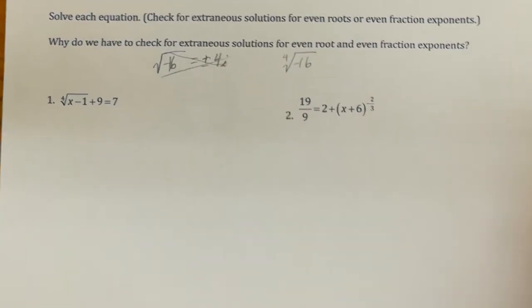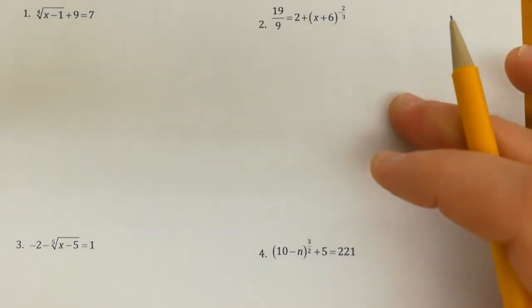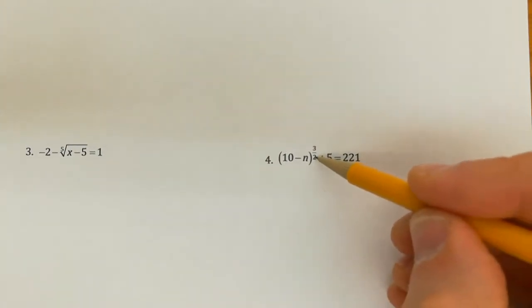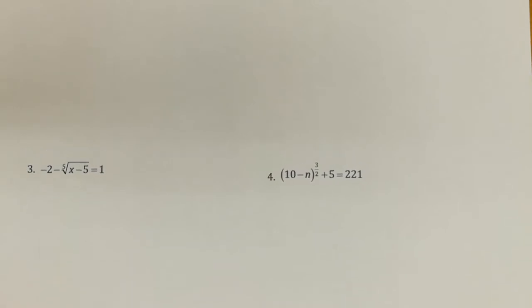Also, when we get to our rational exponents, if we see any even denominators, that indicates an even indexed radical. So for those, we also have to check for extraneous solutions.